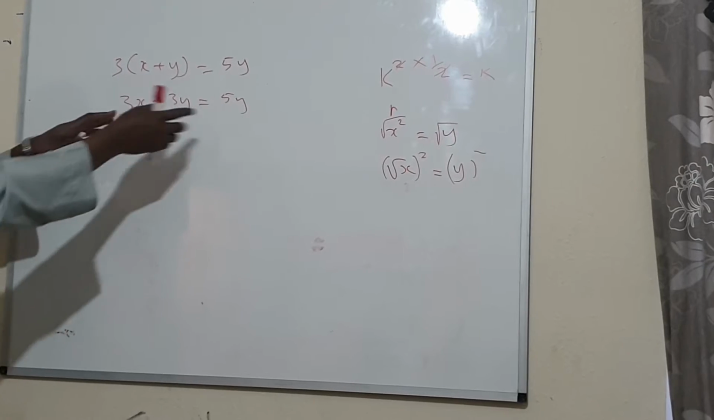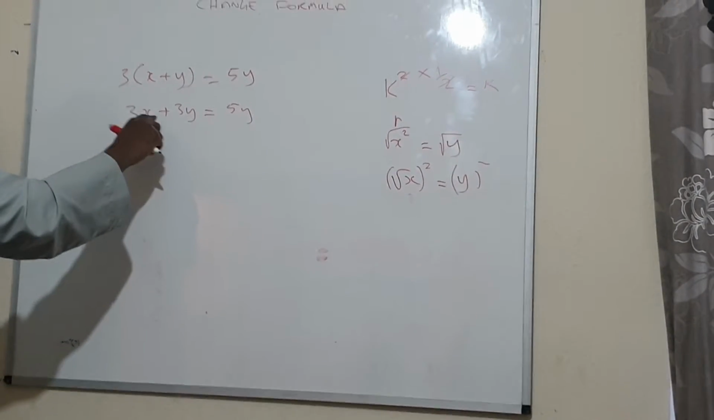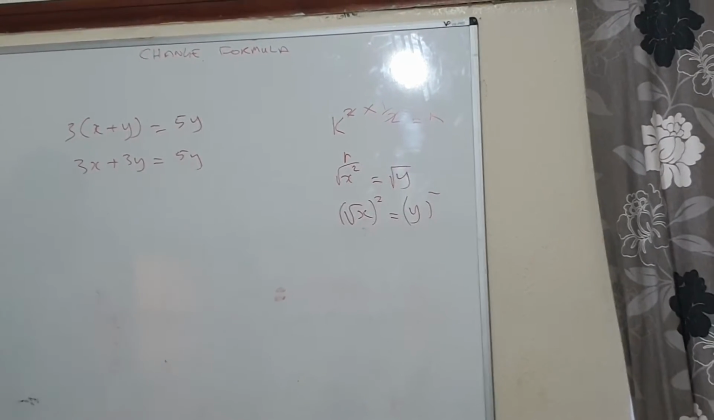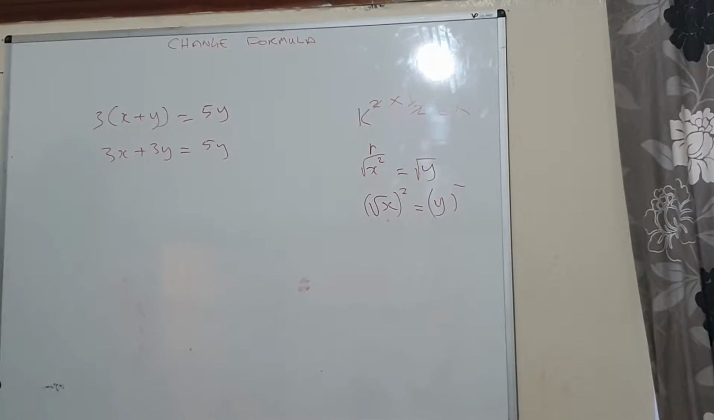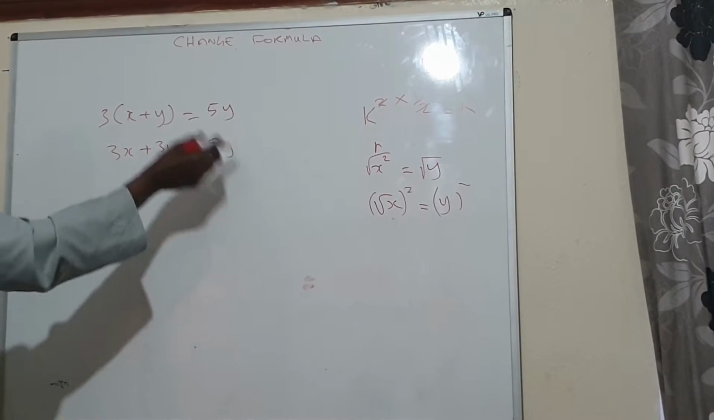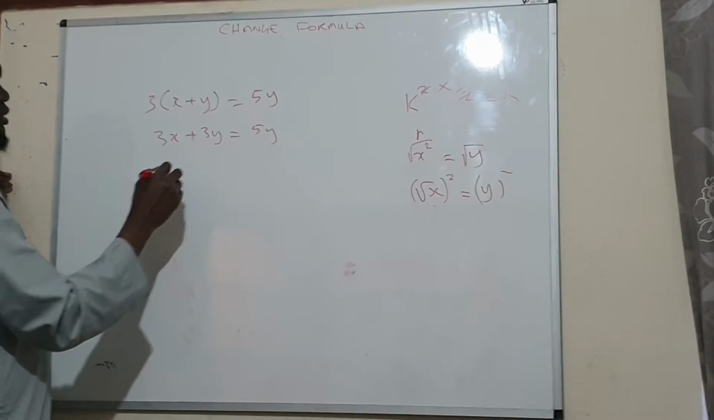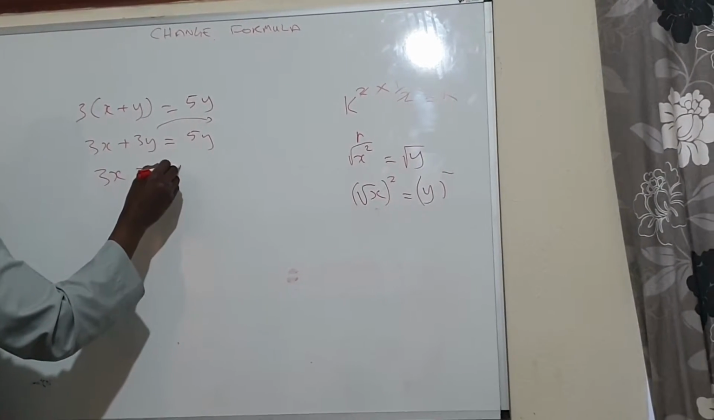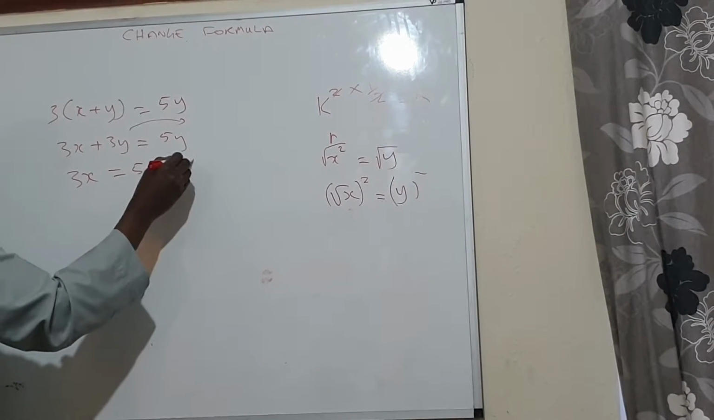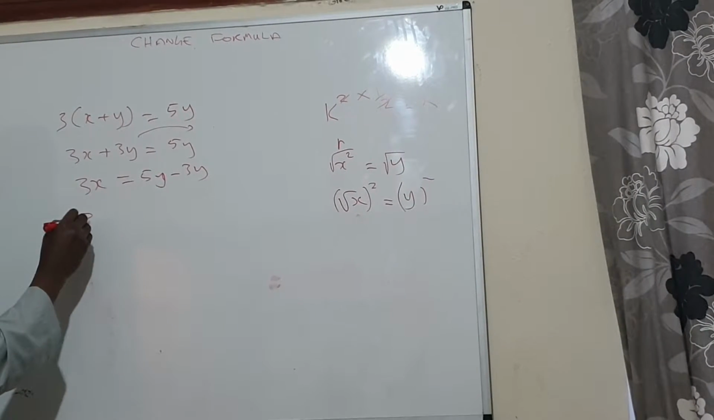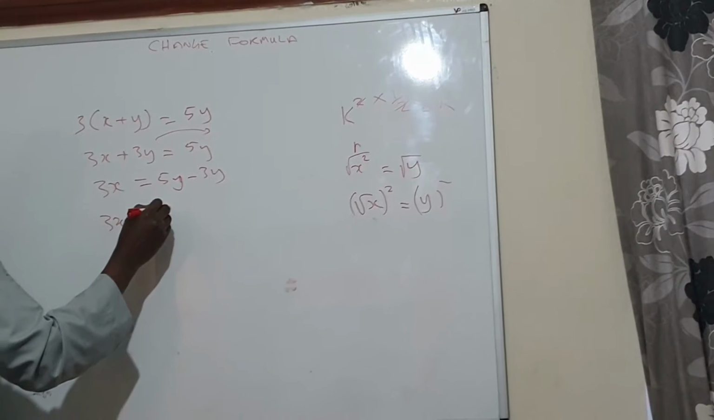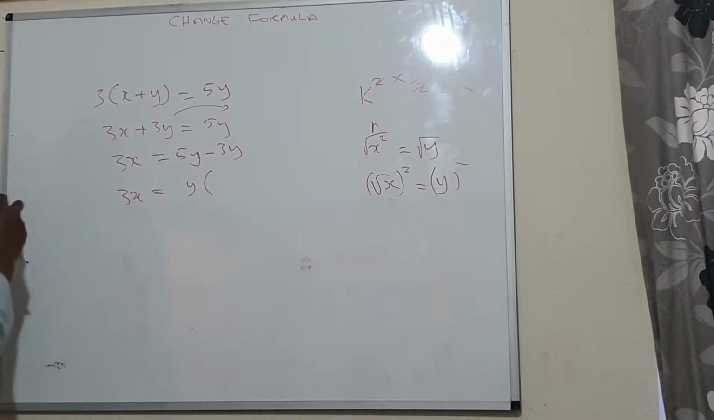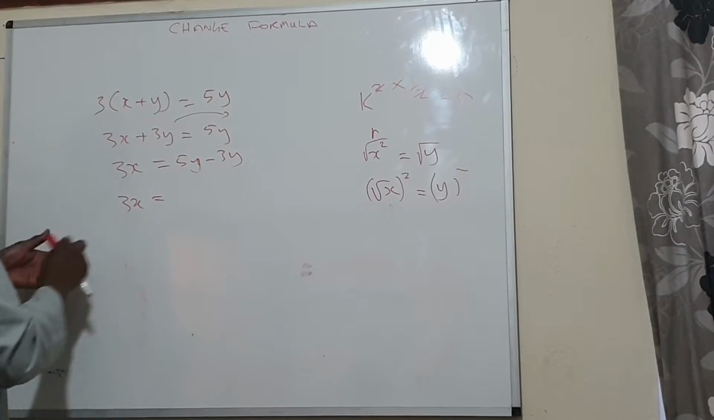Now we have to arrange all the y's, irrespective of what variable is after y. If we have ya, yb, whatever, we have to move them to the same side. So here we can arrange it the other way around. We move this here. So 3x is equal to 5y minus 3y. With 3x is equal to, we have our y outside. Equal to 2y.